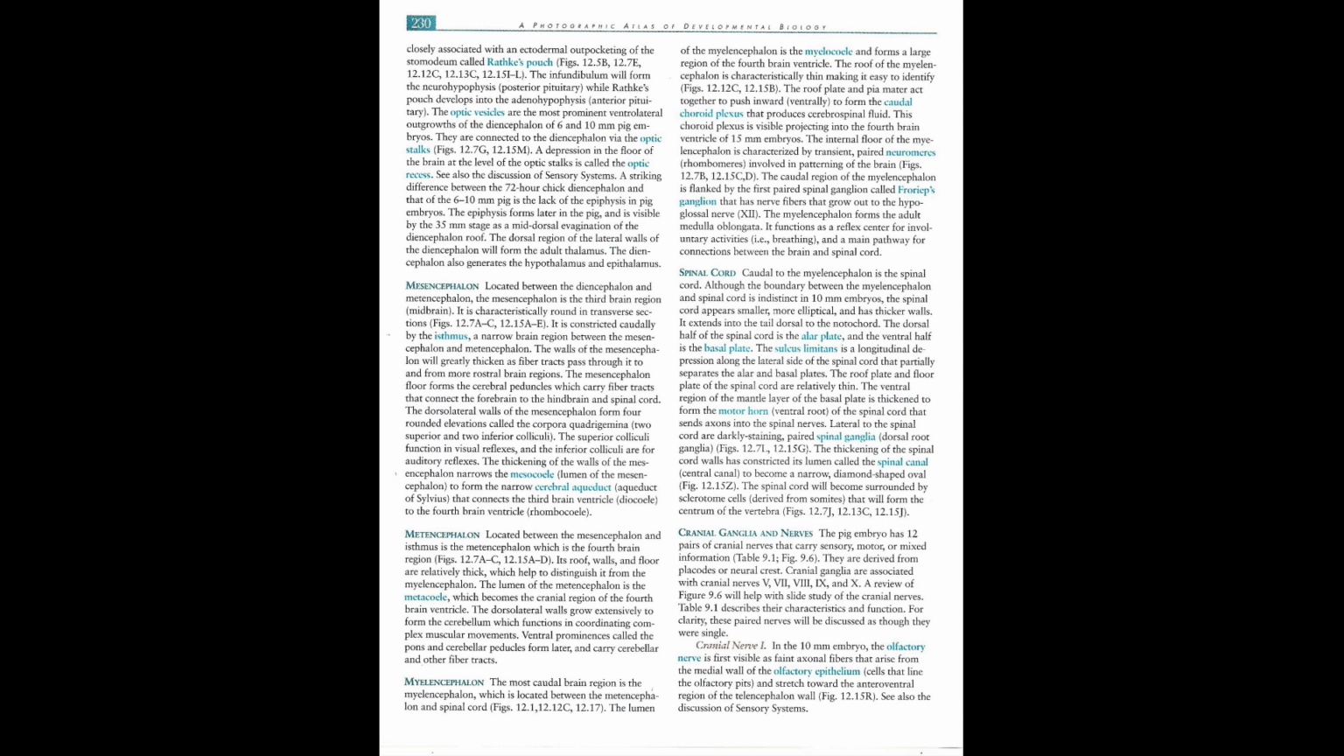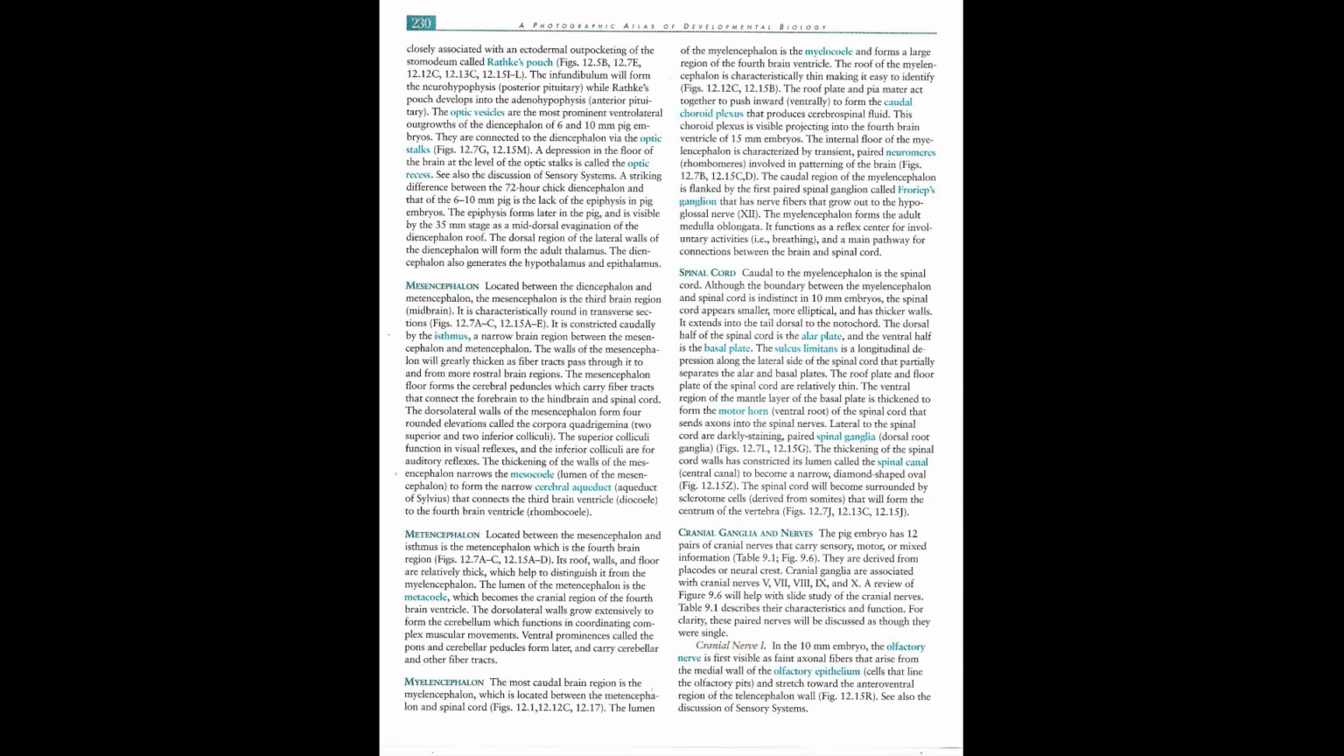The walls of the mesencephalon will greatly thicken as fiber tracts pass through it to and from more rostral brain regions. The mesencephalon floor forms the cerebral peduncles which carry fiber tracts that connect the forebrain to the hindbrain and spinal cord. The dorsolateral walls of the mesencephalon form four rounded elevations called the corpora quadrigemina, two superior and two inferior colliculi. The superior colliculi function in visual reflexes, and the inferior colliculi are for auditory reflexes.